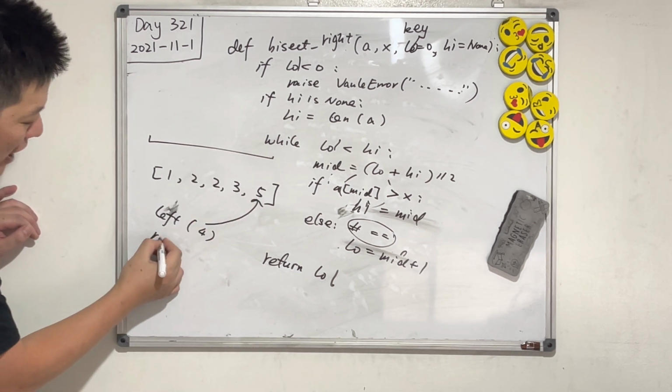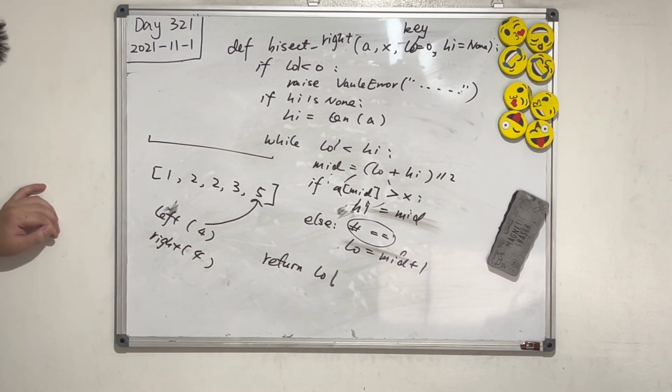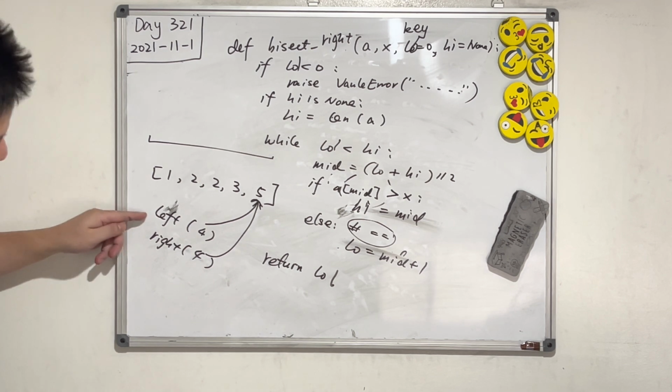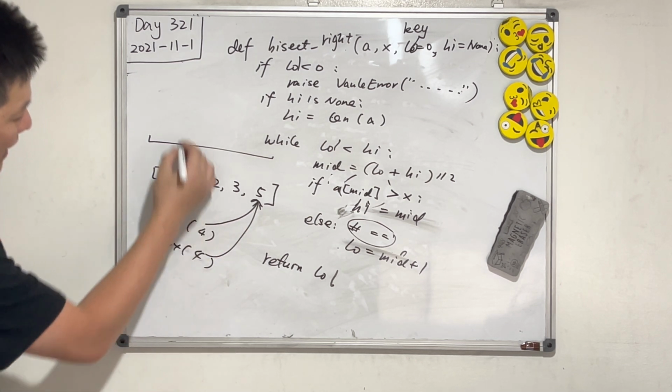And bisect right 4. Is it the same? Where's the 4 going to be? It's the same. So the only difference is what? The bisect left, if it's a duplicate element. Right? Look, let's try another one.